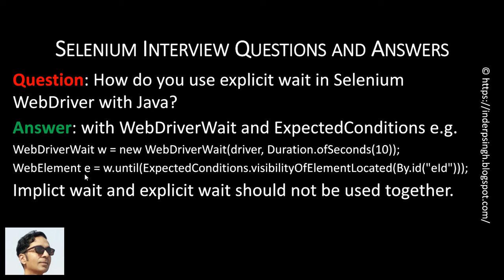And then we can find the web element by giving WebDriver wait.until, and our expected condition is visibility of element located, and then give the locator. Now the recommendation is that implicit wait and explicit wait should not be used together. So either you should use implicit wait or just use explicit wait. Explicit wait is better because it focuses on a single web element.